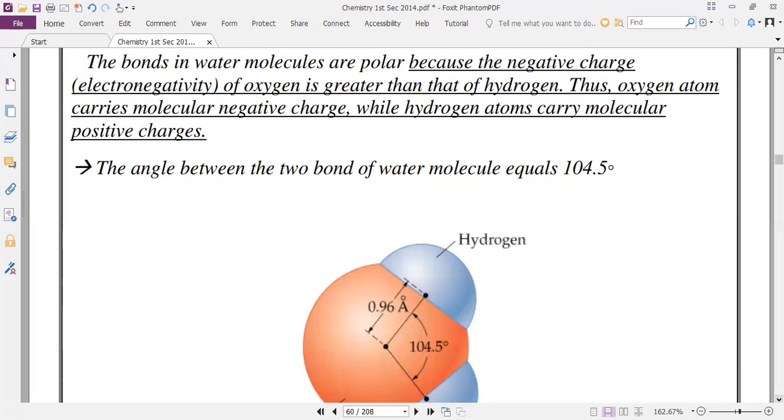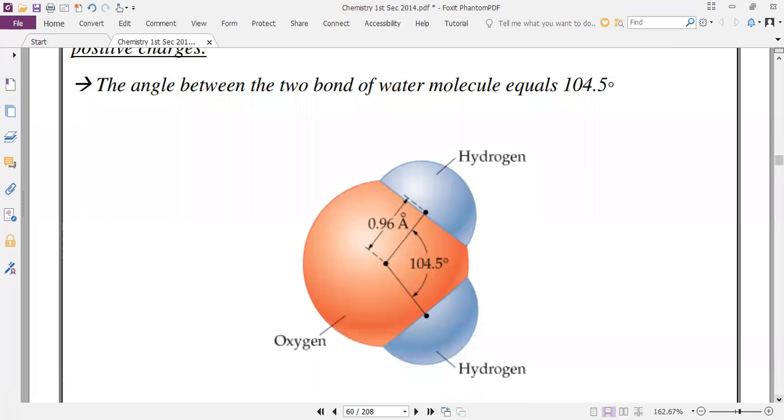The angle between the two bonds of a water molecule equals 104.5 degrees. This is the oxygen atom joined with two hydrogen atoms to form a water molecule. So the angle between the nucleus of oxygen and the nuclei of the two hydrogens is 104.5. Yes, 104.5 is the angle between the two hydrogen atoms in a water molecule.